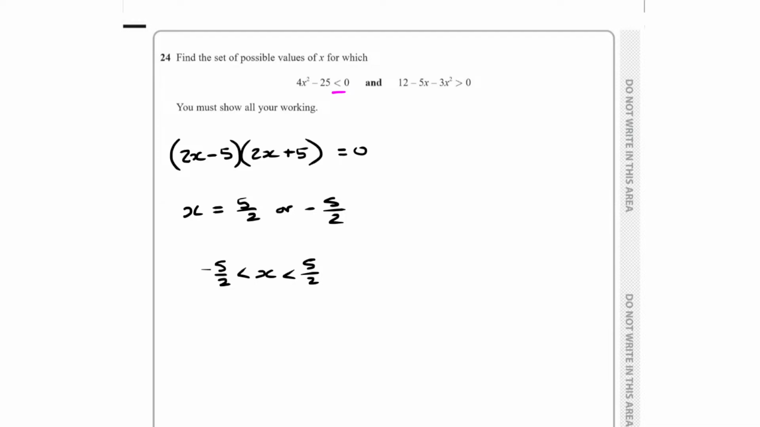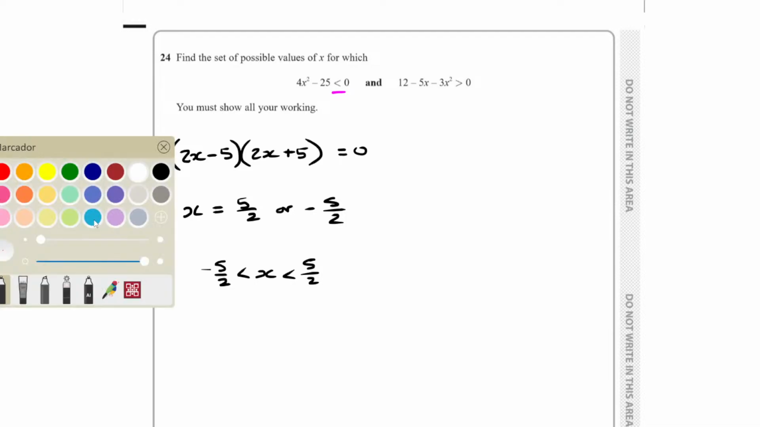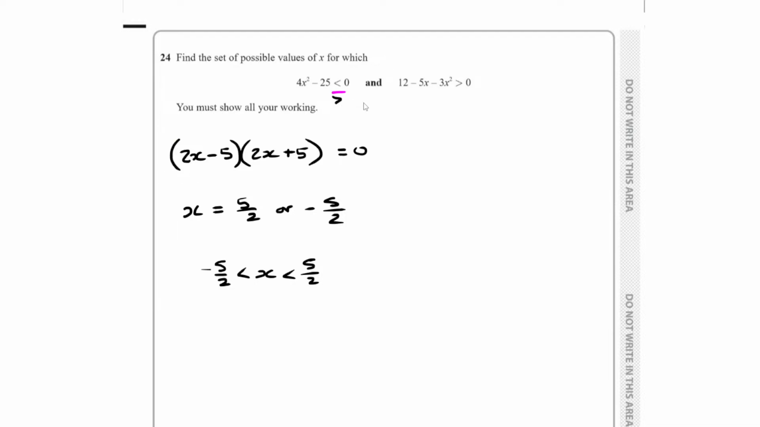Just so you know, if it faced the other way, so let's say it faced towards the quadratic, it would be two separate inequalities, where x is less than the smallest number and x is greater than the biggest number. But for this one, it's not that. So that's the first one solved. Let's do the same with the second one.